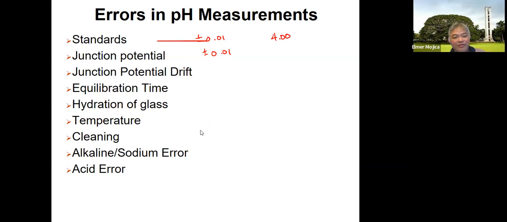Okay. Now, how about the junction potential drift? What do you think caused that? So when it's junction potential drift, it has something to do with what? The junction potential.